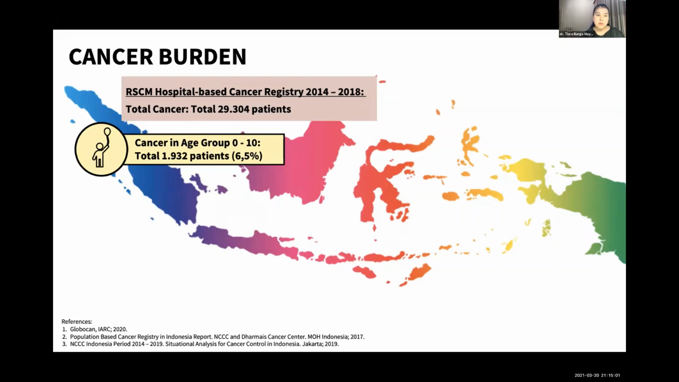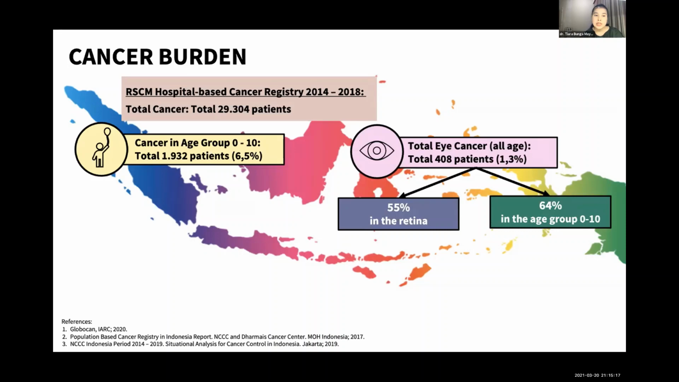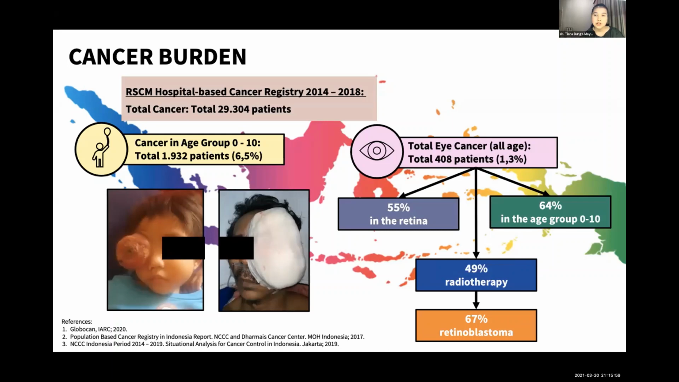Now, focusing more on the eye topography, we don't have a lot of data, but eye cancer covered about 1.3% of all cancer patients in our hospital. 55% of these are in the retina, and 64% was again in the age group of 10 years old or younger. And as for melanoma in the eye at our center, I believe it's about 4 to 5 cases per year. And of all eye cancer cases of all ages, 49% were sent for radiotherapy, and 67% of these are retinoblastoma. And as we have mentioned previously, almost all were already in really advanced stages, not just for the child cases but for adults too, which can be seen in some examples in these pictures.